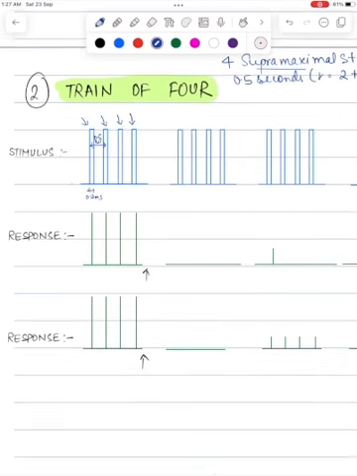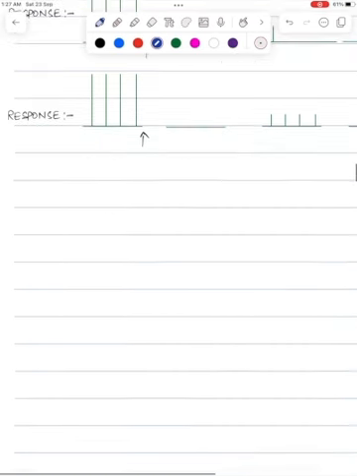Each stimulus of the train is going to cause an evoked response in the muscle, or essentially will cause the muscle to contract. Now, the basis of evaluation of train of 4 is based on a number of things. One of those is the TOF count.